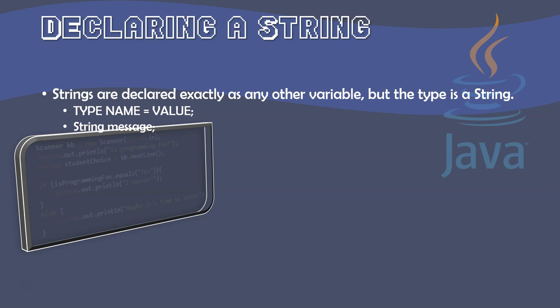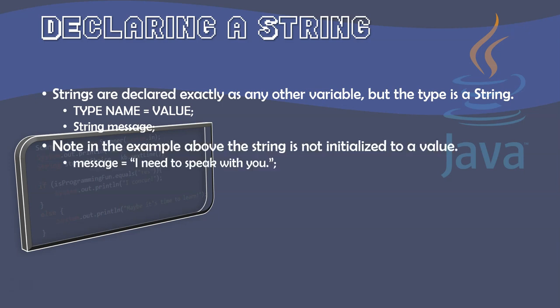I have String message. String, of course, is the type. Message is the name. Now you notice I didn't set it equal to something because just like with variables, we don't have to set it equal to something right away. We can, but sometimes there are times when we don't want it to equal something right away. And if you note in the example above, the string is not initialized. It doesn't have a value. Well, we can do that in another line of code.